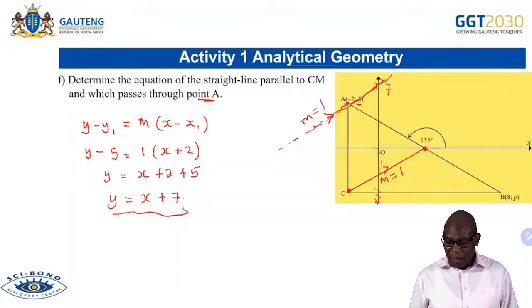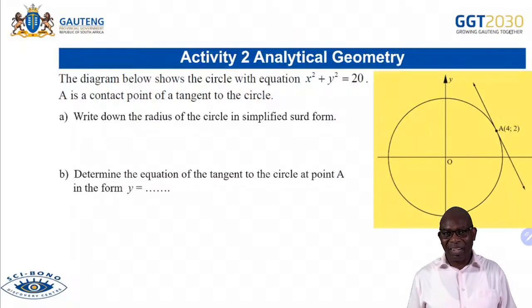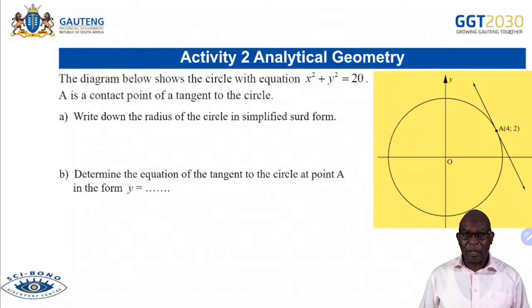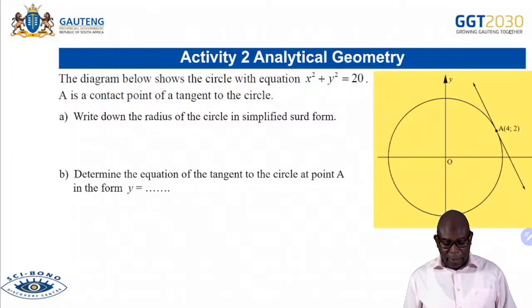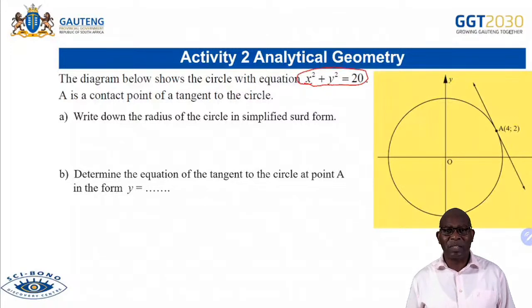Right, now let's check activity number 2. In this activity, the first question will basically be your grade 11 questions. Part 2, which is question 2, will be your grade 12 work that you have done in circles. The question says the diagram below shows a circle, and the equation of the circle is given. A is the point of contact of the tangent. You already know that this is a tangent.